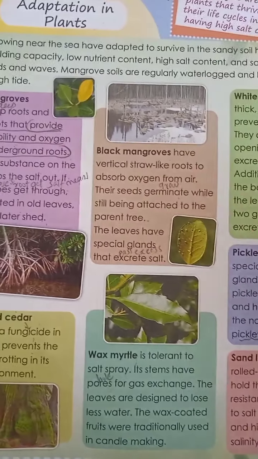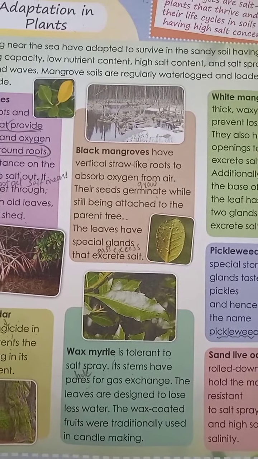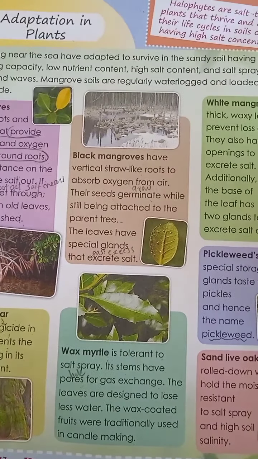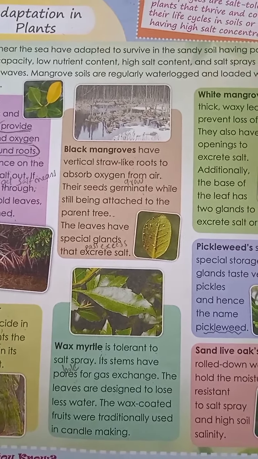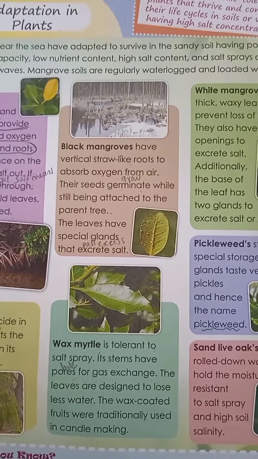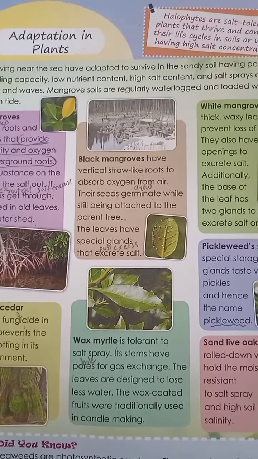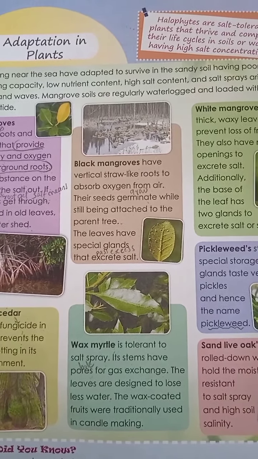Okay, in total there are 7 different plants we have studied now. You do one activity here. You can read this page and send it to my number. It is a reading activity for you people. Okay, thank you. Now we have completed our 14th chapter, adaptation in plants.